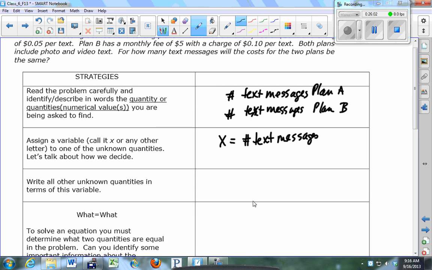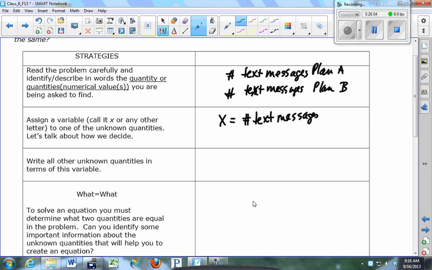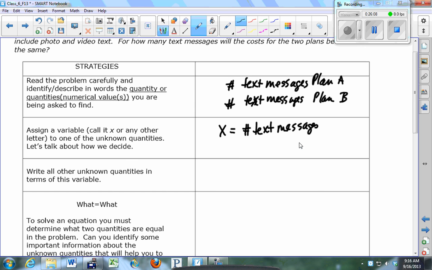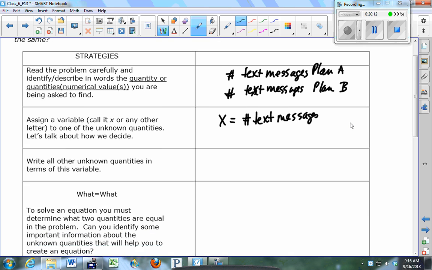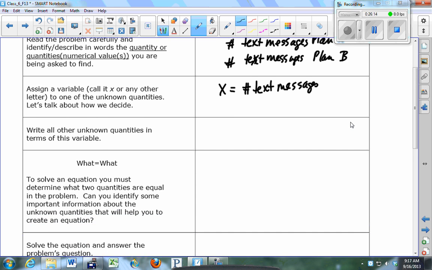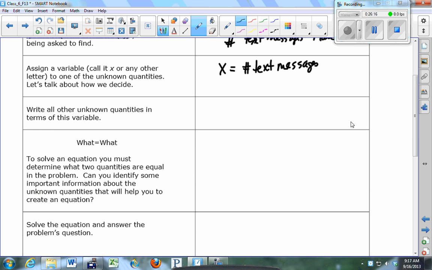Yes, it is. Assign a variable to one of the unknown quantities. X is the number of text messages, either under Plan A or Plan B. So write all other quantities in terms of this. So the cost is the cost under Plan A and the cost under Plan B. Notice I used a little subscript. Those are the two other quantities we need to find.